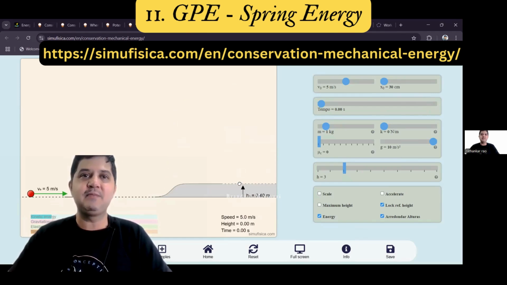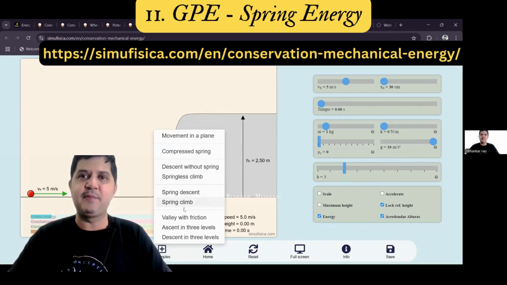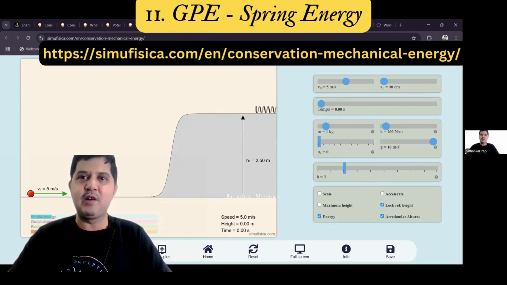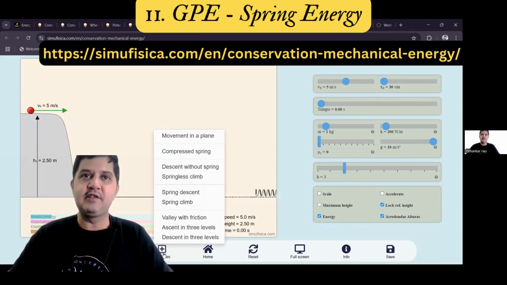If this was a height, what is the velocity? This was the height, what is the velocity? There's nothing but conservation of energy. Okay, you can ask them to experimentally find out whether your COE principle is being applicable or not. Then in a similar way, you can do spring descent, spring climb. Spring climb is what we had seen earlier, but with two, this one. And then you have spring descent. Okay, so this is seen.